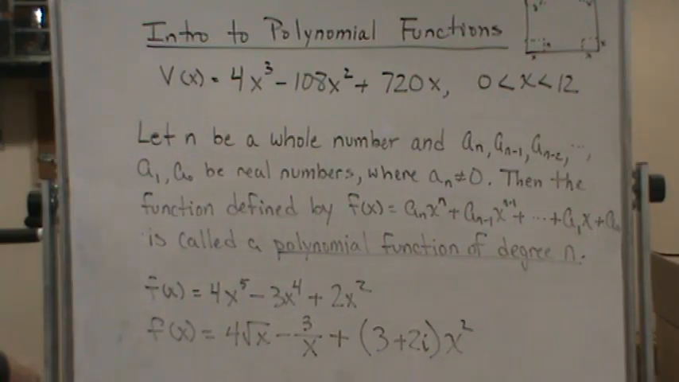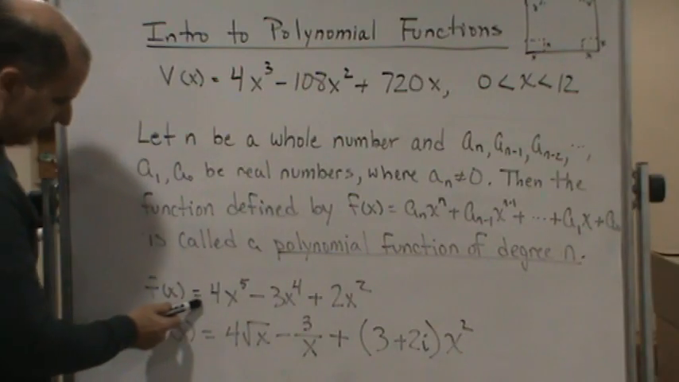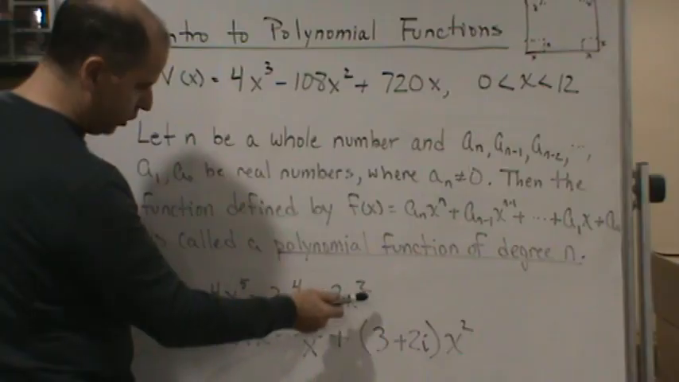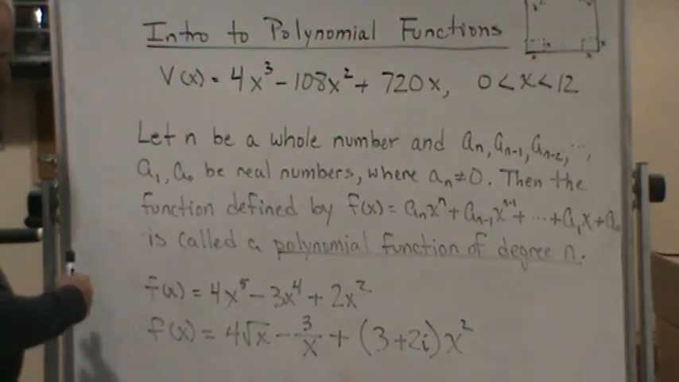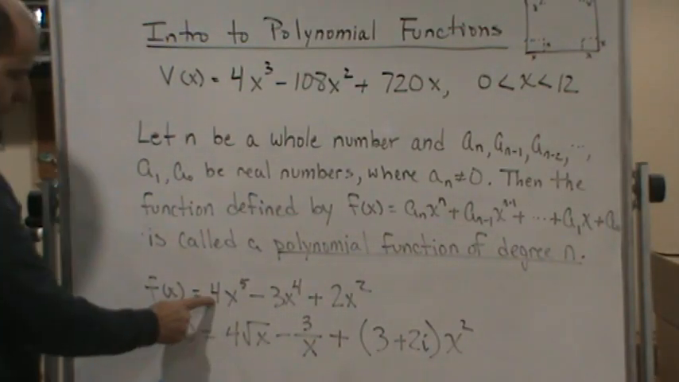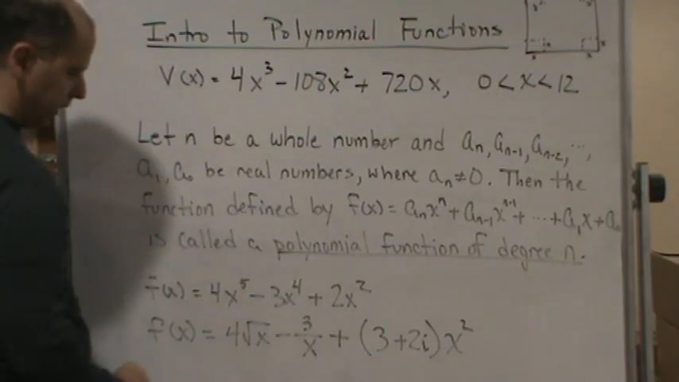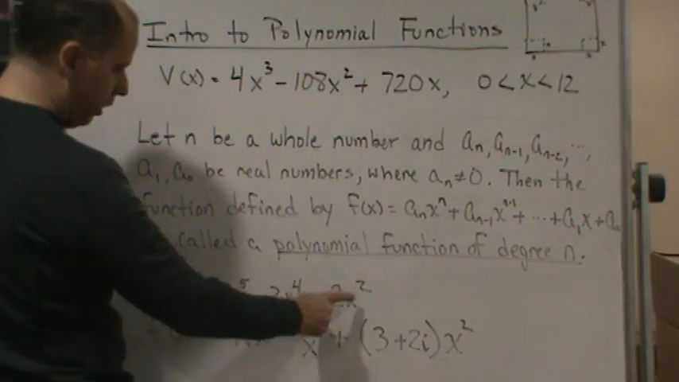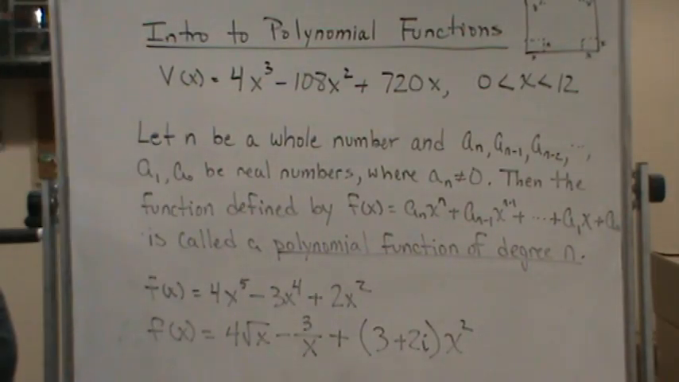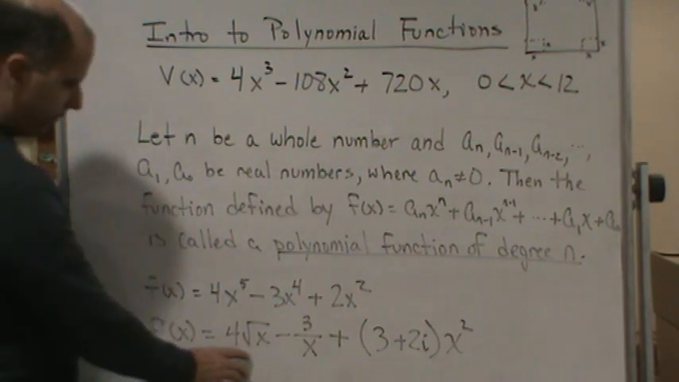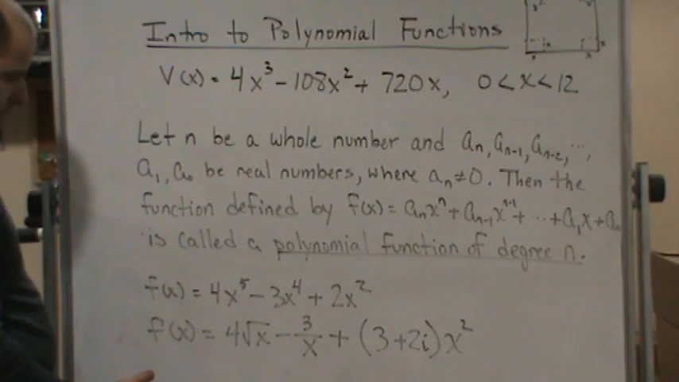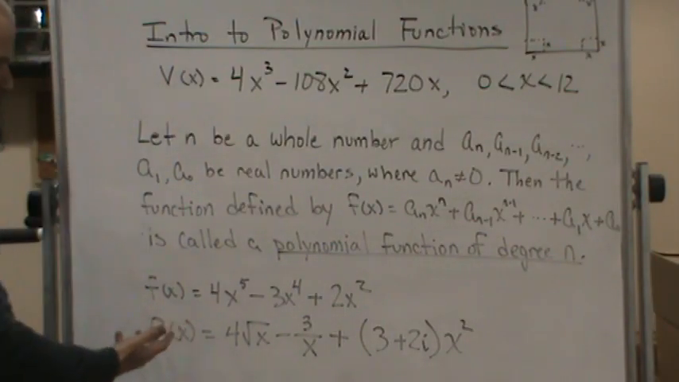So notice how down here we have f of x equals 4x to the 5th minus 3x to the 4th plus 2x squared. So this is an example of a polynomial function. Notice how all of the coefficients are real numbers and the exponents are all whole numbers. Now this function down here is not a polynomial function by definition because it does not fit the definition.